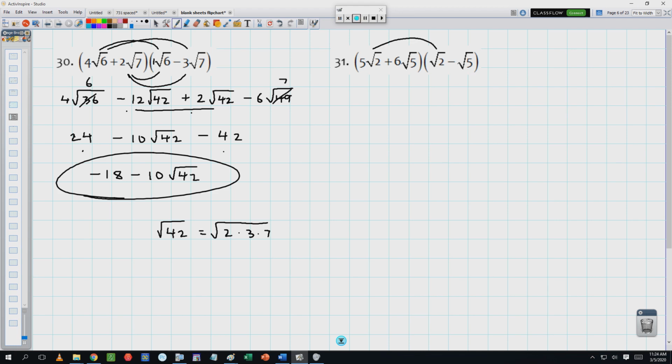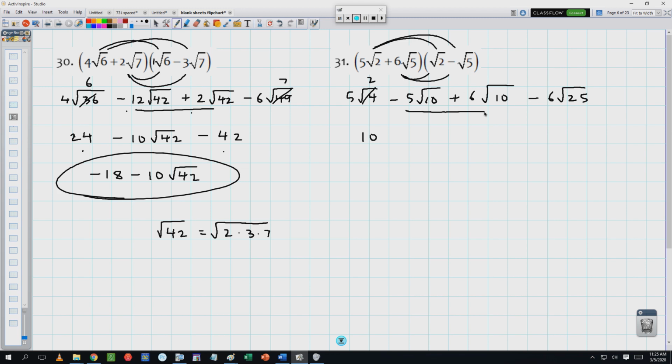First times first be 5 radical 4. First times second would be negative 5 radical 10. Second times first be positive 6 radical 10. And second times second will be negative 6 square root 25. The square root of 4 is a 2. 5 and 2 will make a 10.